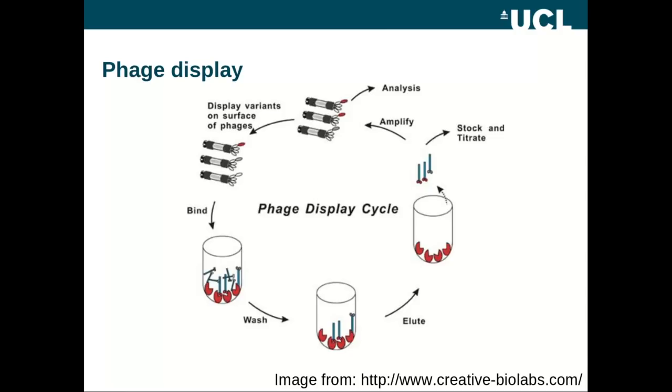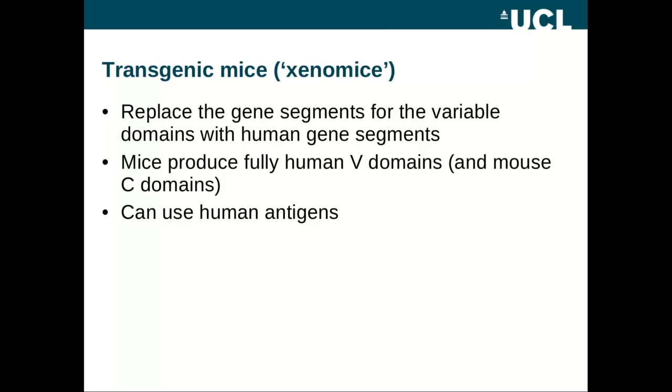So we start that process using a library of antibodies, typically just normal human antibodies. But it could also be a library of antibodies from a patient who has been exposed to a particular virus, and therefore you're getting what's known as an immune library. The alternative technique is to use transgenic mice, so-called xenomice.